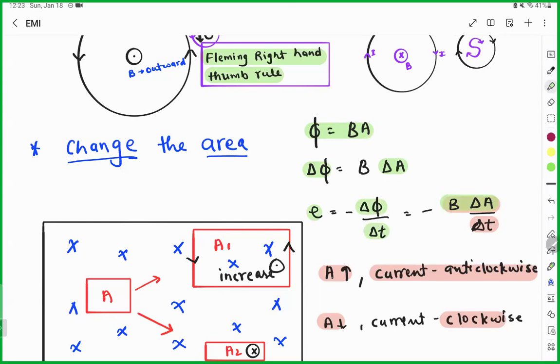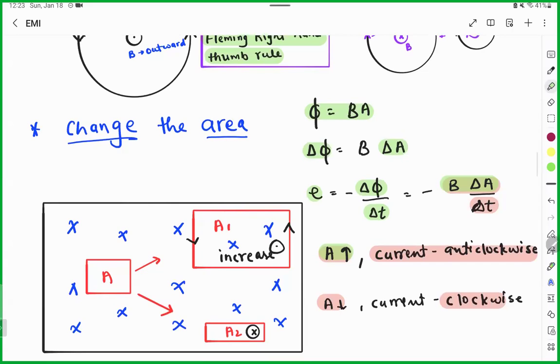Example, if your area is increasing, what will happen? And the magnetic field is in the inward direction in this case. If area is increasing and the magnetic field is in the inward direction, so what will happen? Area is increasing. It depends upon the current. It will be anti-clockwise as you can see here. Okay. If area is decreasing, then current will oppose this.